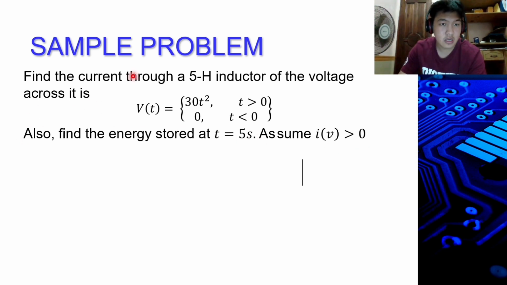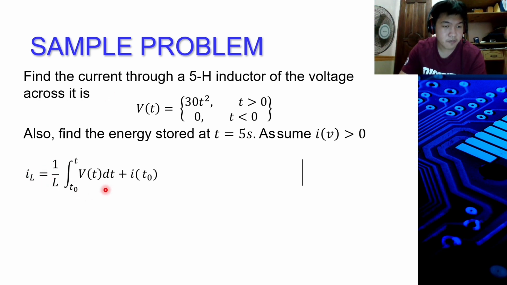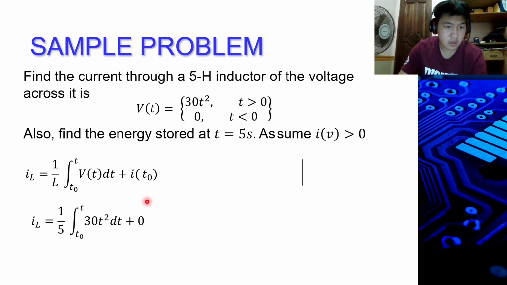So using the current formula for inductance, you can use this one, which is 1 over L integral of v of t dt from t0 to t plus i of t naught. Let us put their values: 1 over 5 Henry, integral of 30 t squared, from t0 to t, plus 0. So our initial value at t naught is 0.